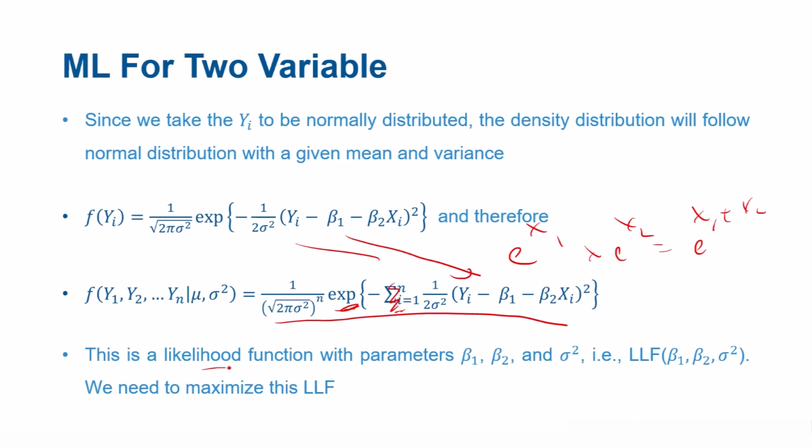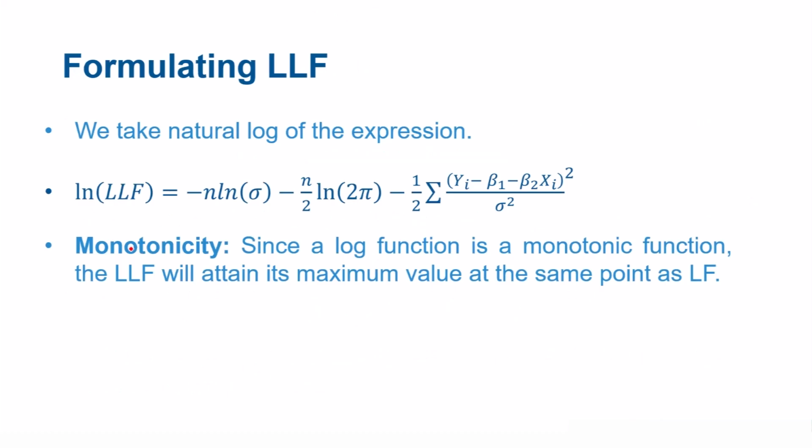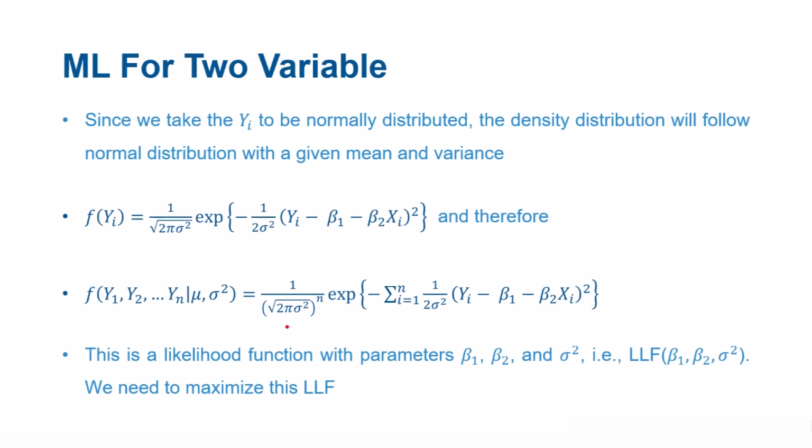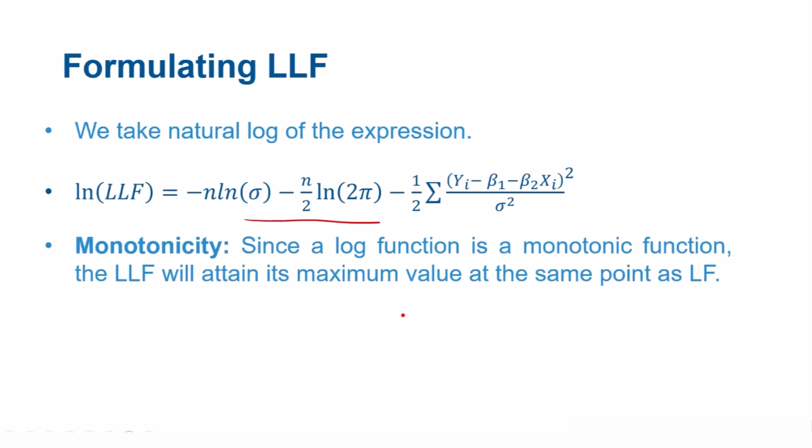Now, this is the typical likelihood function in parameters beta 1, beta 2, and sigma square. So this likelihood function is in the form of beta 1, beta 2, sigma square. Later on, we'll convert it into log likelihood, which we call LLF, that we discussed already. So you can see here, this is the log likelihood function. This is nothing but the log function applied to this likelihood. If we apply log to the individual terms, you will get this minus n log sigma.